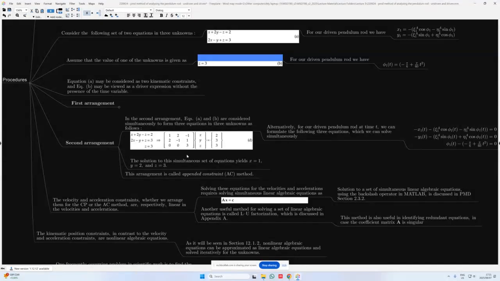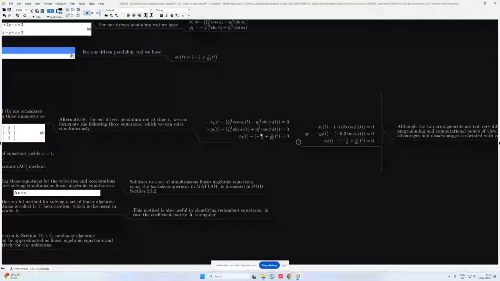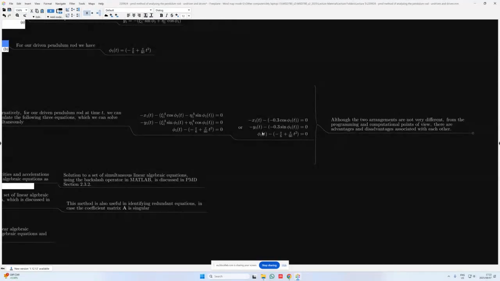You essentially just combine your equations together, and we call this arrangement then an appended constraint, or AC method. In the case of our pendulum rod, we simply write our three equations in this form that we have over here. And you'll notice all that we do is we essentially keep the right-hand side as a 0 vector, and we carry over everything to the left-hand side, so we end up with this form over here. And then we can do some reduction to end up with these three equations that we have over here.